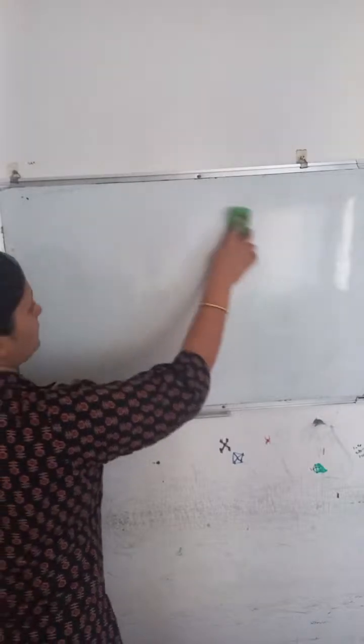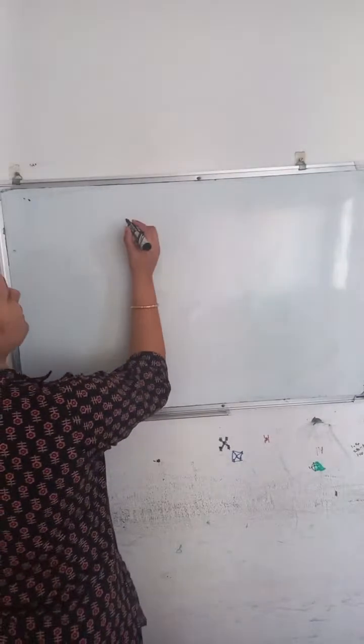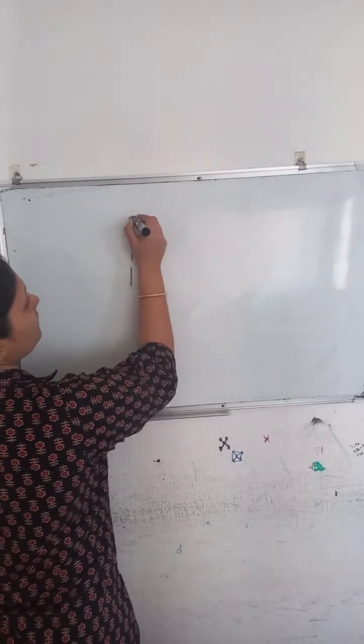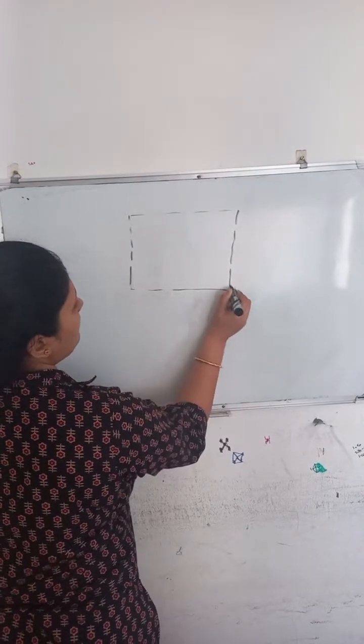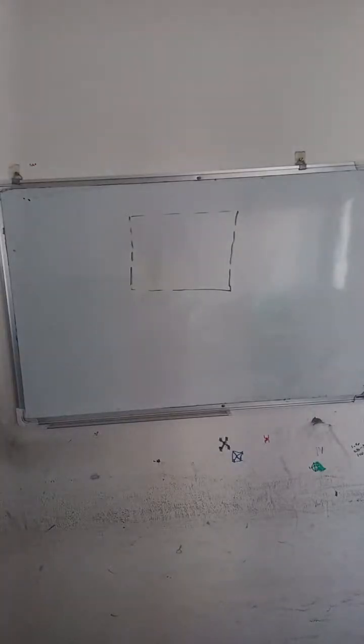Find out the answer. So here the figure is given. One square is given here. This is the square they gave. Just wait, let me check.